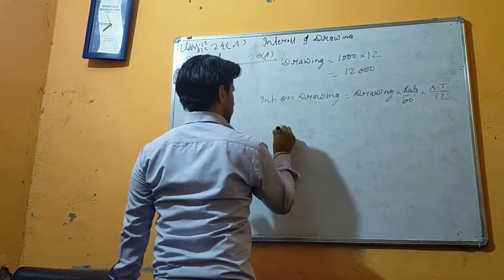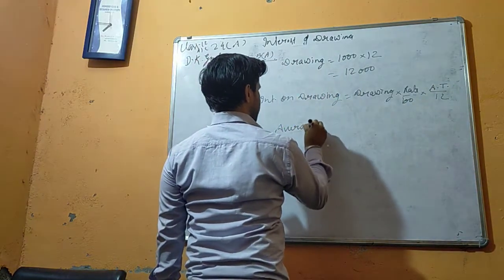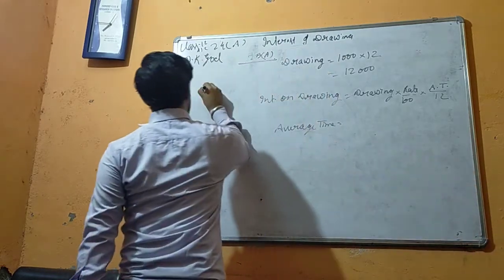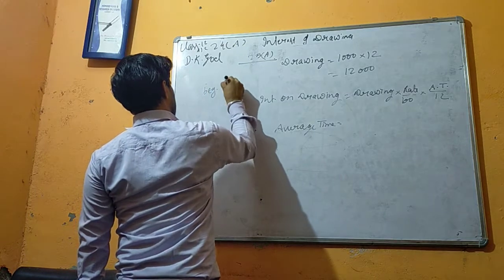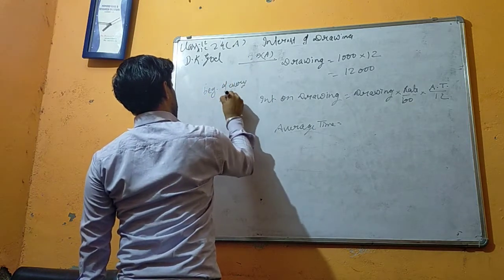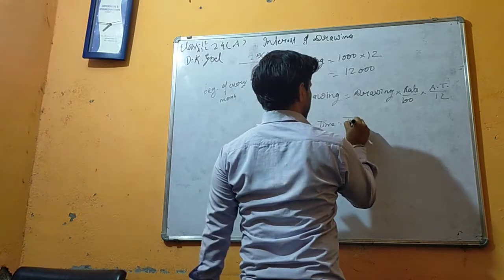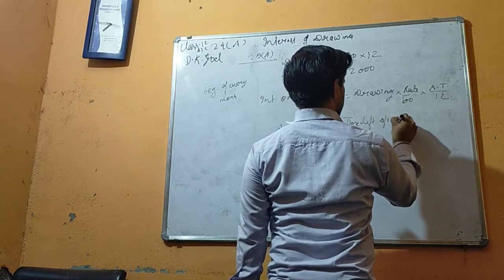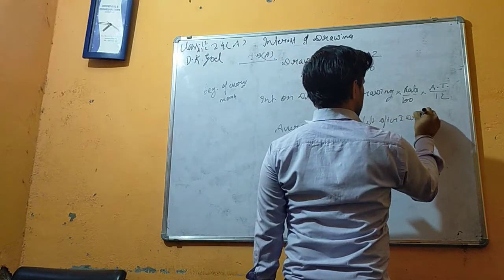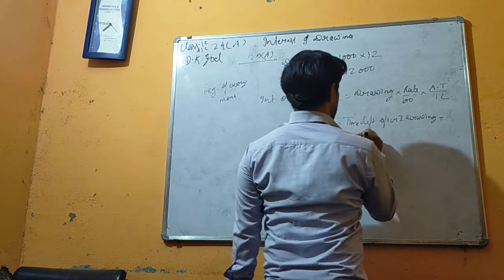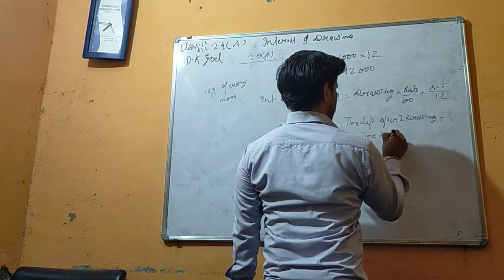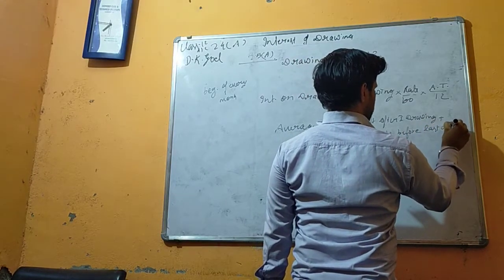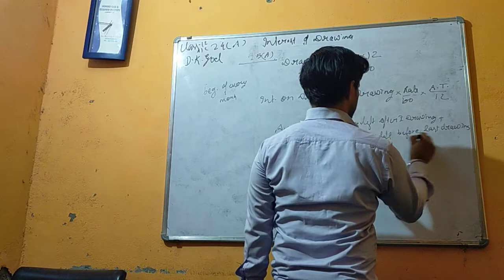So the average time we will calculate over here, children. How will we calculate the average time? It is given that the drawing is at the beginning of every month. The formula I already told you: time left after first drawing plus time left before last drawing, upon 2. So this is the formula.